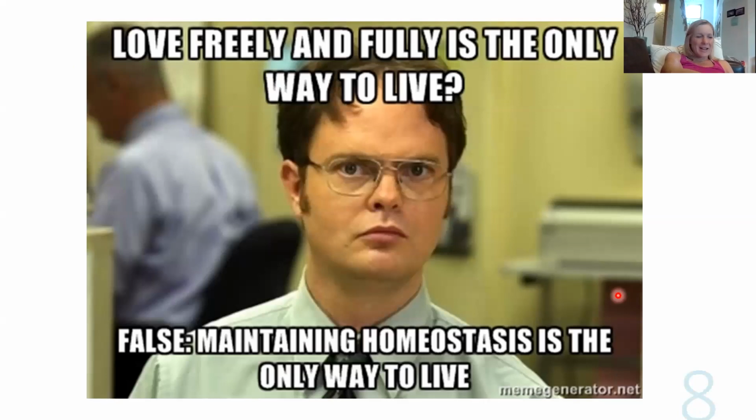I just think this is funny. I'm a fan of The Office. Again, homeostasis is super important in order for us to live. Dwight knew that. So anyway, I hope you thought that was a little bit funny at least.